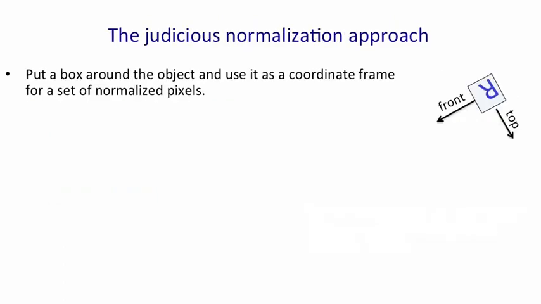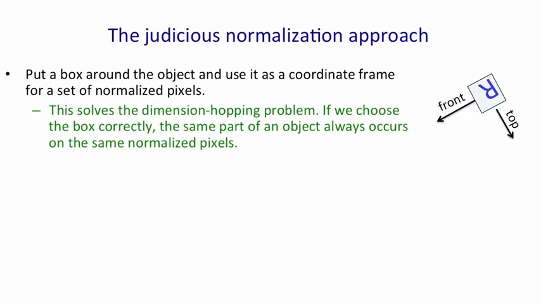A second approach is what I call judicious normalization. So if you look at that upside down capital letter R on the right, I put a box around it, not very well in fact, and I've labelled a top and a front for that box. And relative to that box, the R has, for example, a vertical stroke at the back, and it has a loop facing forwards at the top. So if we describe features of the R relative to that box, they're going to be invariant. This is assuming it's a rigid shape. Putting a box around a rigid shape solves the dimension hopping problem. It gets rid of the effect of changes in viewpoint.